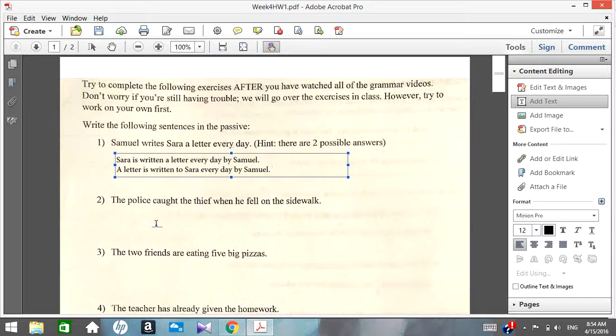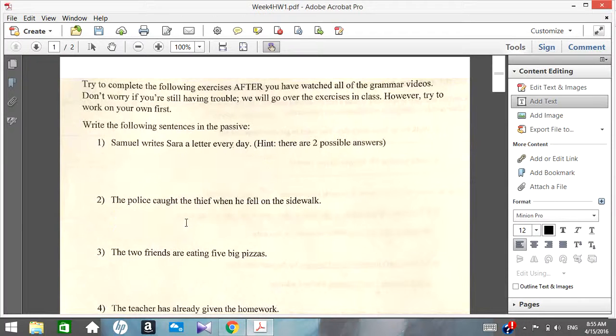The police caught the thief when he fell on the sidewalk. So at first it looks a little bit scary because the sentence is a little bit long. But remember, you should only focus on the subject, the verb, and the object. That's the most important thing. Okay? So here we have the thief is my object, and I only have one object in this sentence. So the thief, let me make this a little bit bigger here.